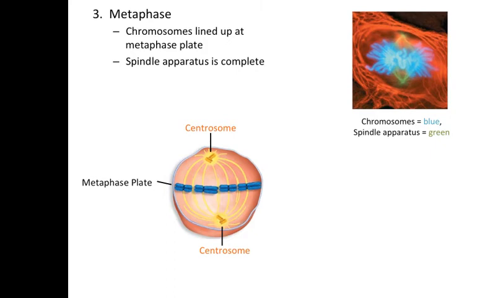The complete spindle apparatus thus consists of polar microtubules, which overlap in the middle of the cell at the metaphase plate, and kinetochore microtubules that associate with each sister chromatid at the kinetochore. Proper alignment of the chromosomes at the metaphase plate depends on the equal amount of tension placed on each sister chromatid by their associated kinetochore microtubule and the constant growth and shortening of these kinetochore microtubules to maintain this tension.